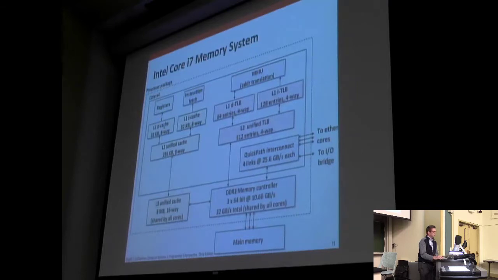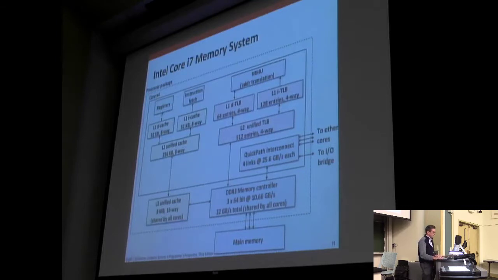Because the L1 cache is closest to the processor, it's fast, about 4 cycles to access. L2 is bigger and a little further away, so it's about 10 cycles. And L3 is off the core, so it has to go over some connection off the chip into this cache. The access time for the L3 cache is about 30 to 50 cycles.